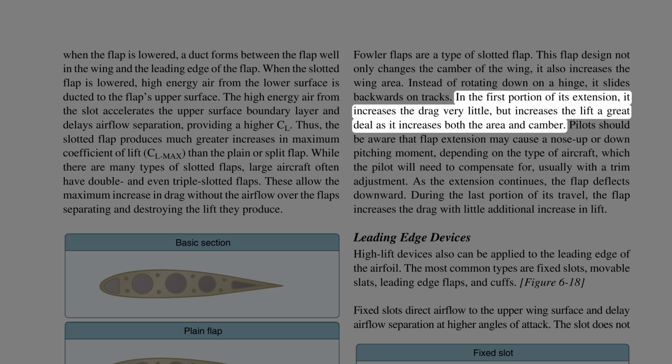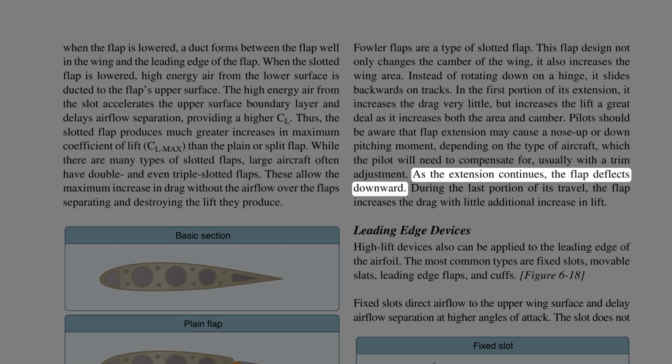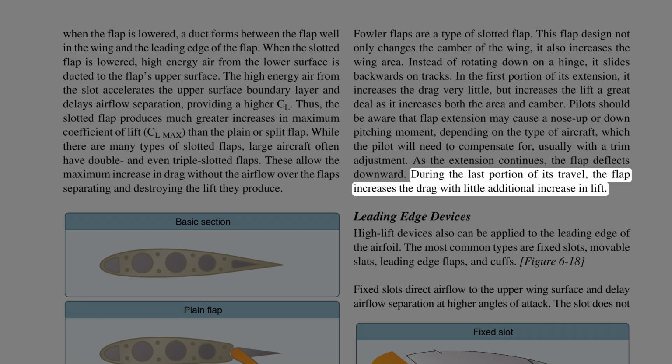In the first portion of its extension, it increases the drag very little, but increases the lift a great deal as it increases both the area and camber. Pilots should be aware that flap extension may cause a nose-up or down pitching moment, depending on the type of aircraft, which the pilot will need to compensate for, usually with a trim adjustment. As the extension continues, the flap deflects downward. During the last portion of its travel, the flap increases the drag with little additional increase in lift.